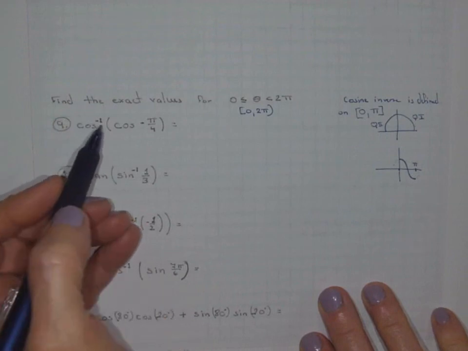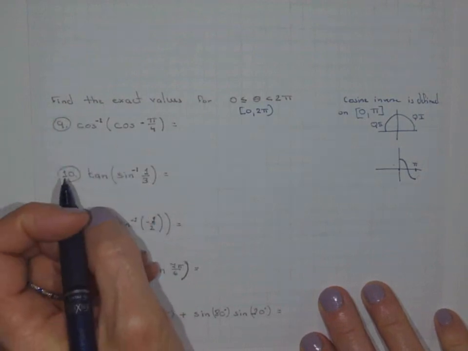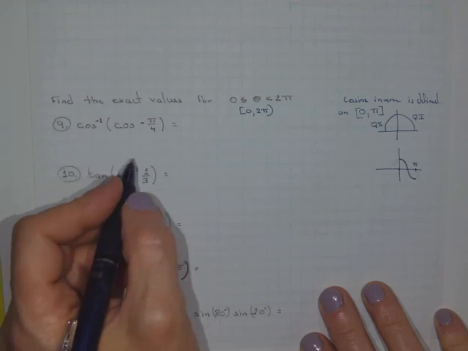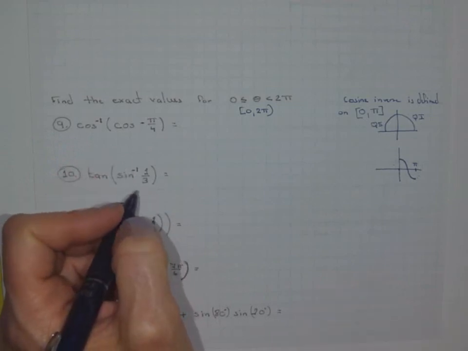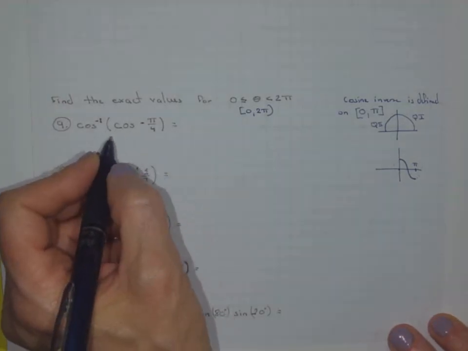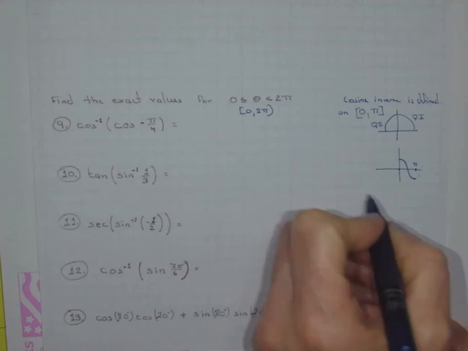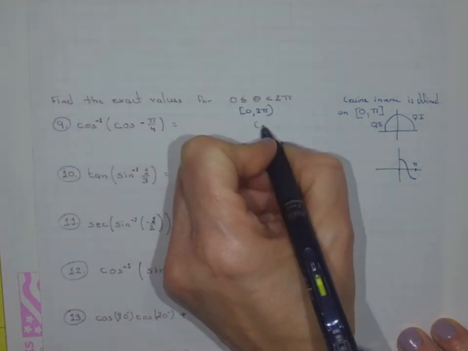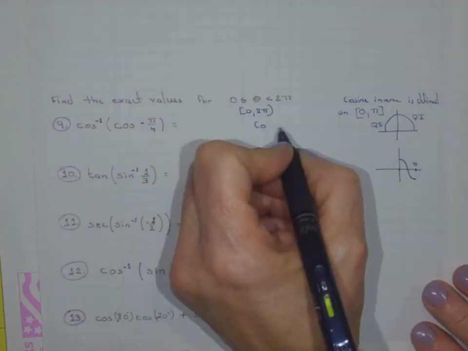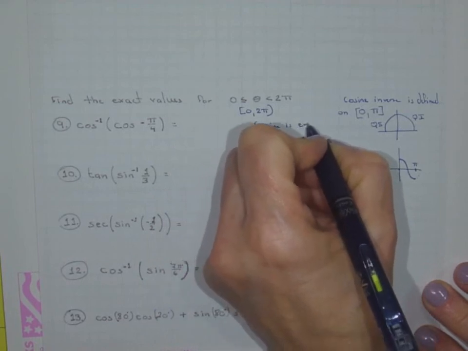Then the other thing I noticed right away is that I have a cosine inverse of a cosine. Well, if you don't remember that right away, that those two are inverse of each other and they're undoing each other, that's okay too. You just have to work it out. But you have to remember also that a cosine is an even function.